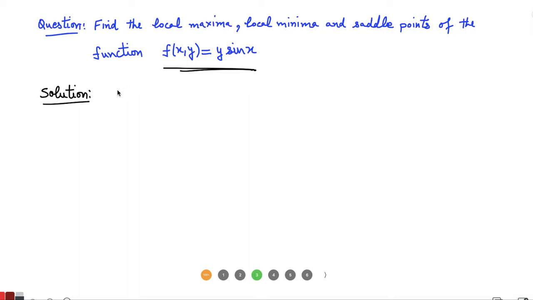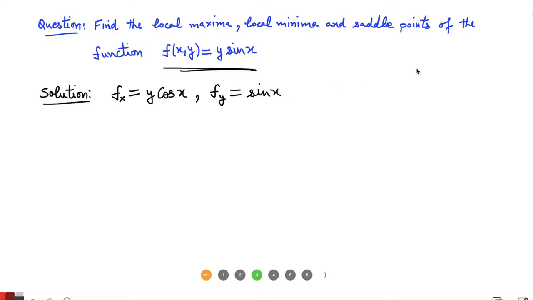So we must find the critical points, that means the points in the interior of the domain at which local maxima, minima or saddle points may occur. For that we have to calculate the first order partial derivatives. The derivative of f with respect to x is y cos x, and the partial derivative with respect to y is sin x.